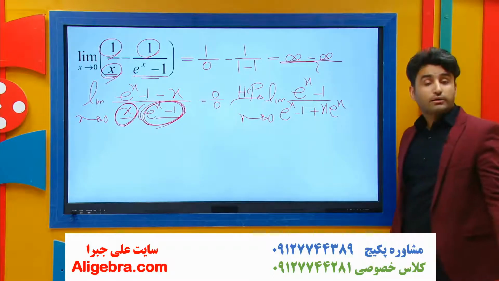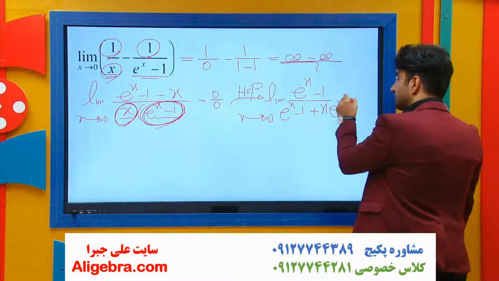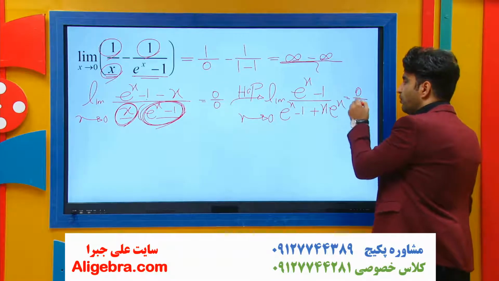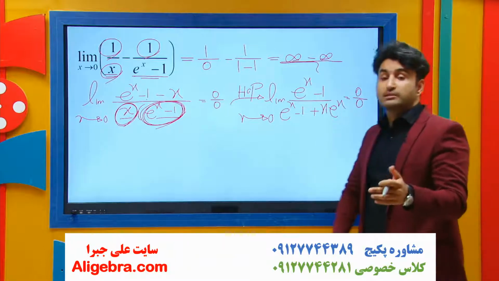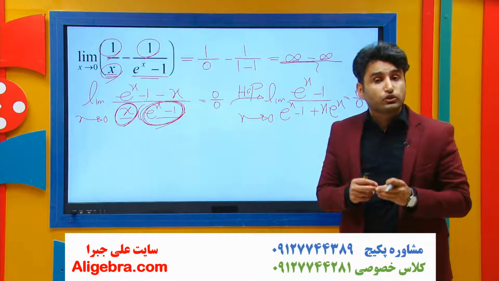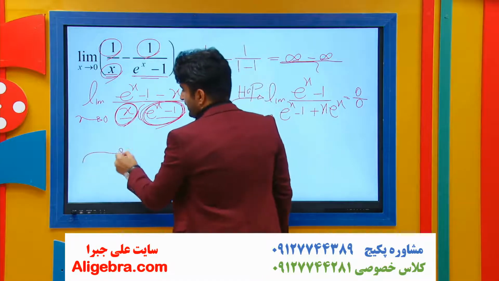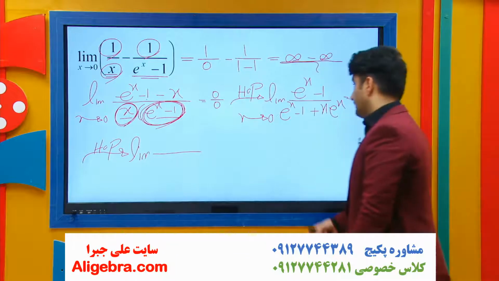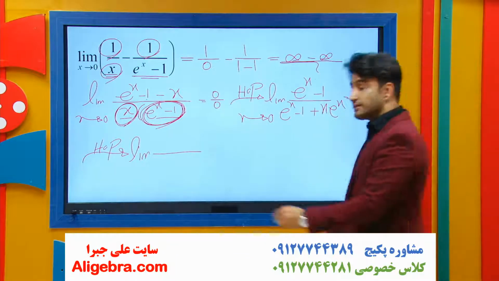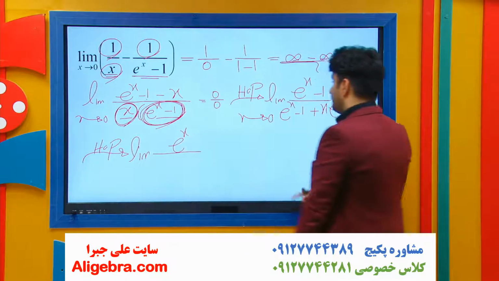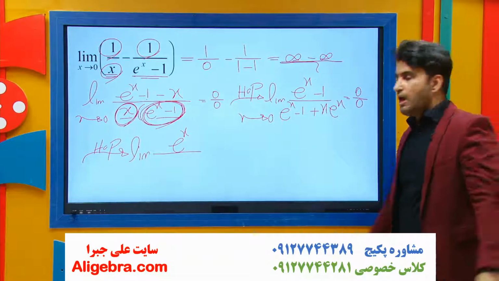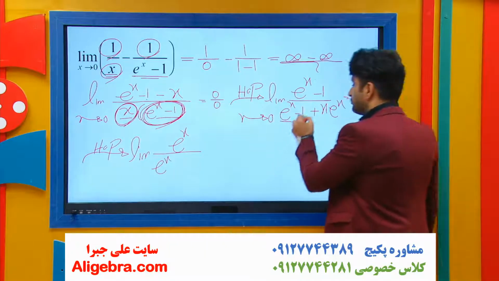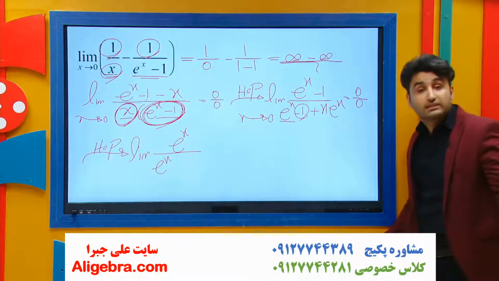Again, apply direct substitution. Replace 0 on top and bottom of the fraction. It gives me 0 over 0. 0 over 0 means we need to use L'Hopital's rule again. So take the derivative of top and bottom of the fraction separately. The derivative of e to the x is e to the x, and the derivative of minus 1 is 0. On the bottom, the derivative of e to the x is e to the x. The derivative of minus 1 is 0.